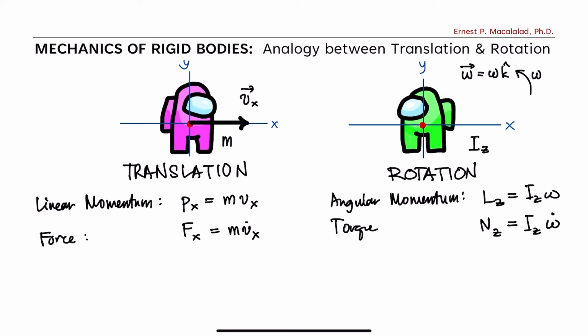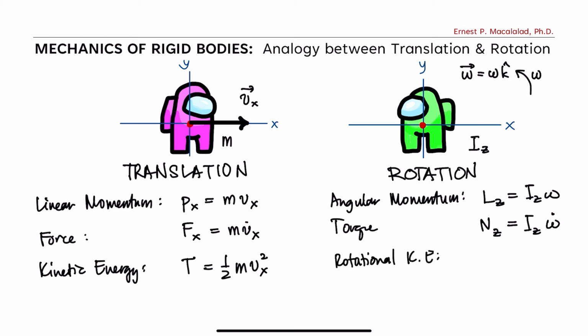Lastly, the energy associated with motion for translation is your kinetic energy, T, and this is equal to one half m v_x squared. And for rotation, the kinetic energy is called the rotational kinetic energy, expressed as T equals one half I_z omega squared. You will notice the similarities between rotation and translation in the parameters momentum, force, and energy. That means it's now easier to remember the equations that we use for either translation or rotation.